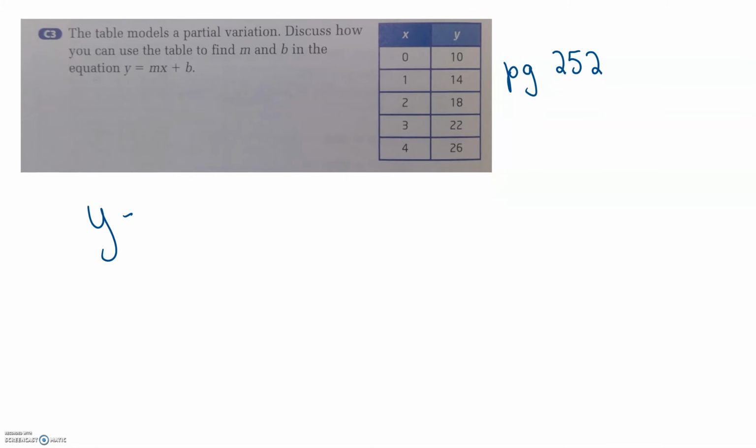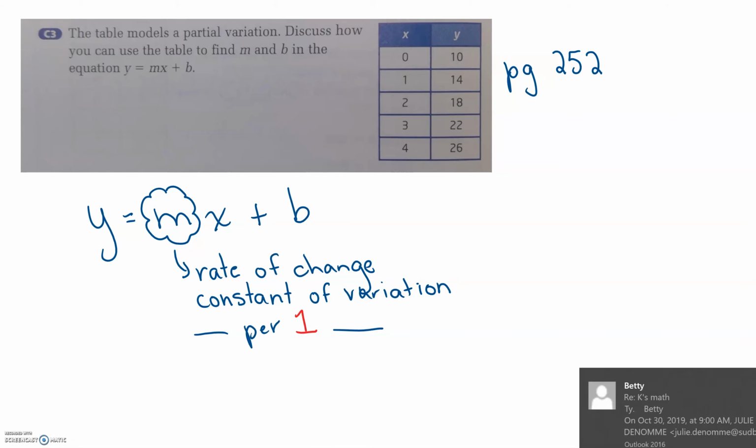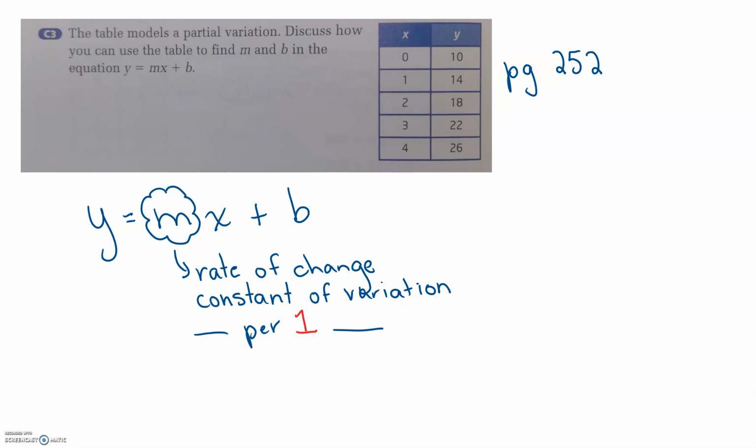Well, if I rewrite this equation, I really want you to understand that we're looking for the m, and the m, we discussed it yesterday. It's the rate of change, or it's the something per one something. So the constant of variation is another word for the m. And then another way to remember what the m is: something per, and it has to be one something, okay? So I really want you to remember what the m is. It's really, really, really important.